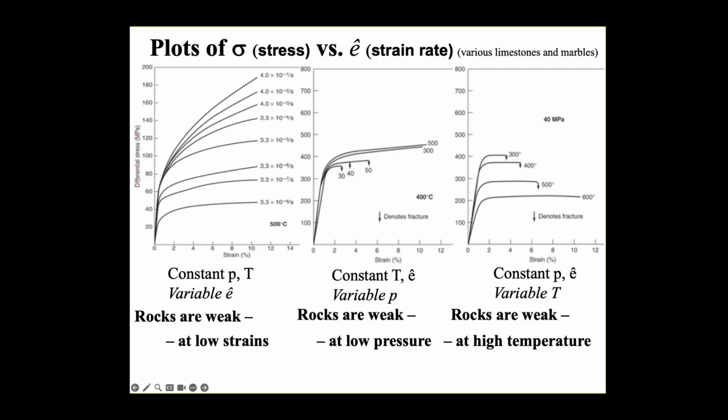At constant pressure and temperature, but variable strain rate, rocks are weak at low strain rates. At constant temperature and variable pressure, rocks are weak at low pressure. You can see that that fracture limit is at a much lower strain rate for low pressures than for high pressures. And rocks are weak at high temperatures. So these are the same rocks, and depending on the environmental conditions you put them under, they'll behave quite differently.